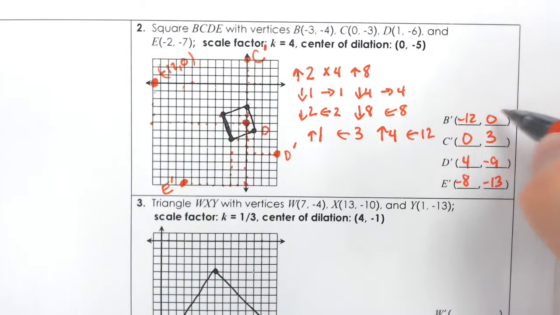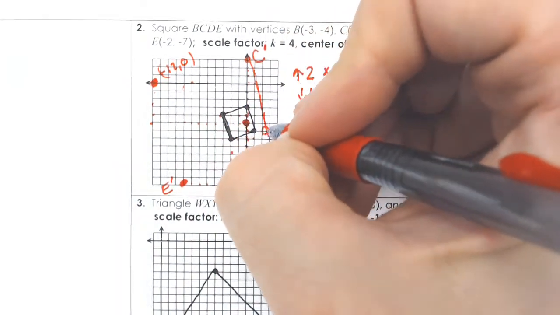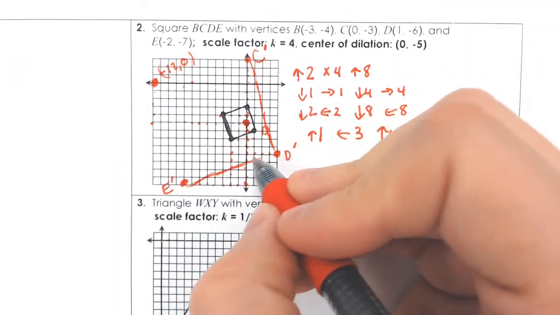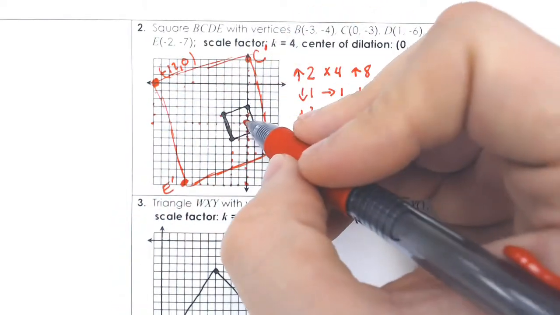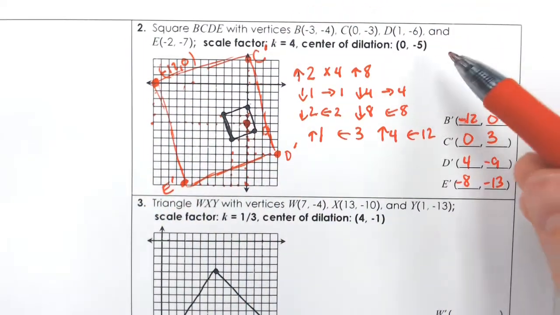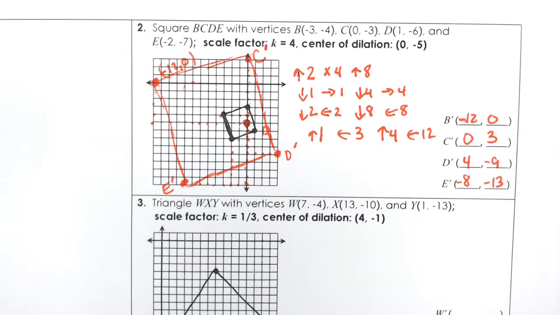If you connect these, you get a much bigger shape than you previously had, and it would be centered at that point that we originally plotted at 0, negative 5.